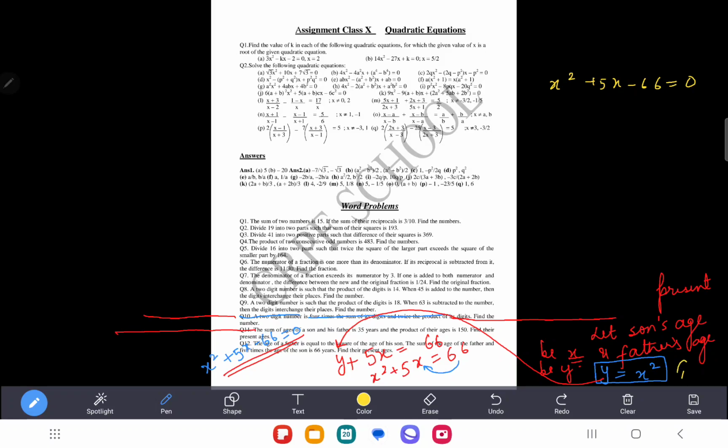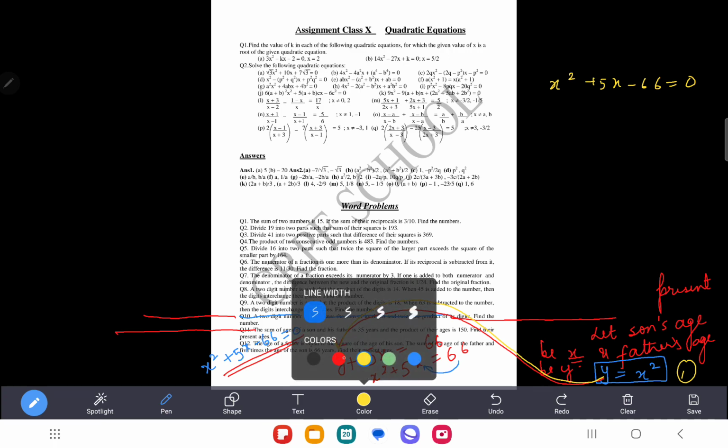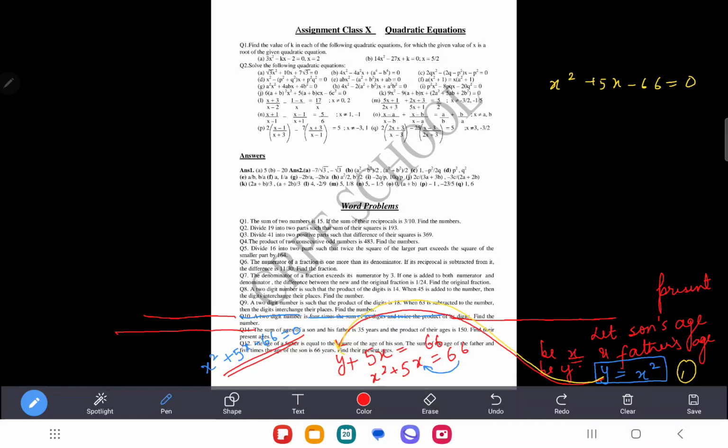From the first equation, I've substituted the value of y into the second equation. If I compare it with ax square plus bx plus c equals 0, what do you think I get? I am going to get a equals 1, b equals 5, and c equals minus 66. I hope you're understanding.